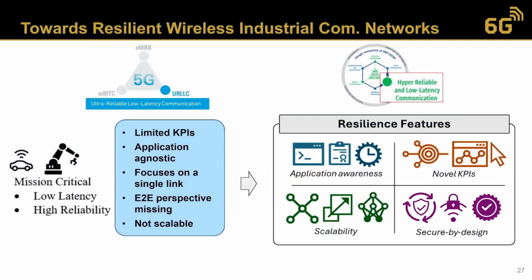But to summarize, we can say that resilience features means that the communication network should be application aware, and it should try to deliver the service that is needed according to the application. If an application requires very high reliability, but maybe not so much low latency, then it should be able to adjust according to that application. Okay. Secondly, it should support novel KPIs, such as, for example, availability. It should also be scalable, so that it does not focus only on one link, but it can support this end-to-end perspective. And finally, it should be secure by design because, as you know, security is one of the main quality of service requirements in industrial communication networks because security is important for many aspects.